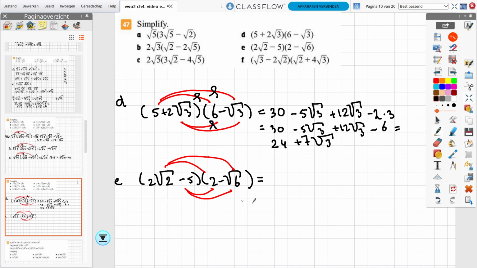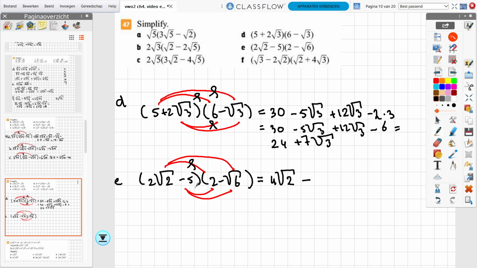2 root 2 times 2 is 4 root 2. 2 times 2 is 4. There's no root here, so root 2 is still root 2. Check. 2 root 2 times minus root 6 becomes minus, because there's a minus here. Root 2 times root 6.